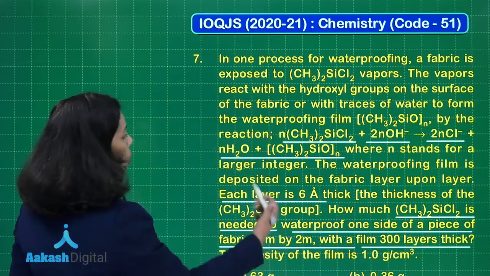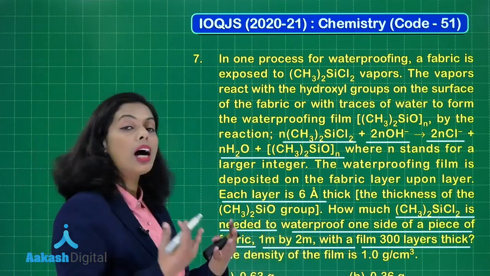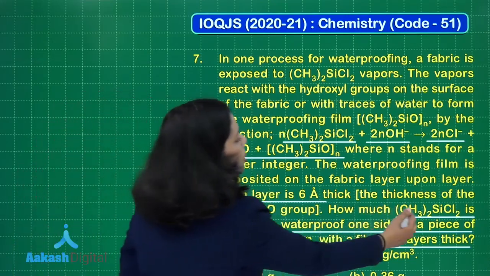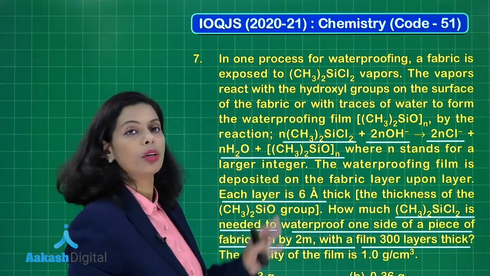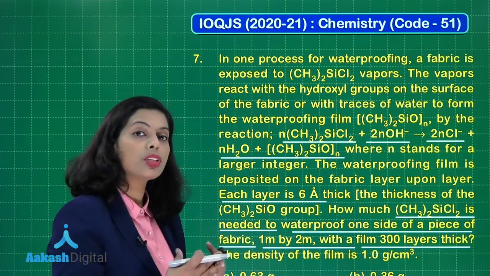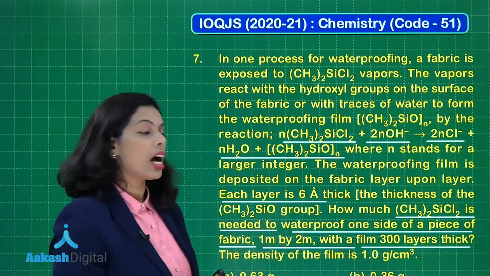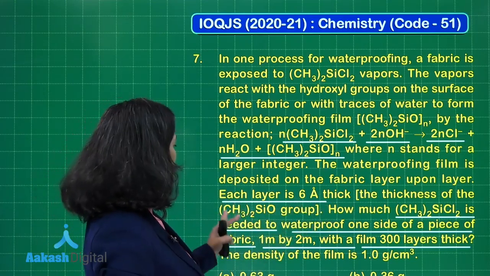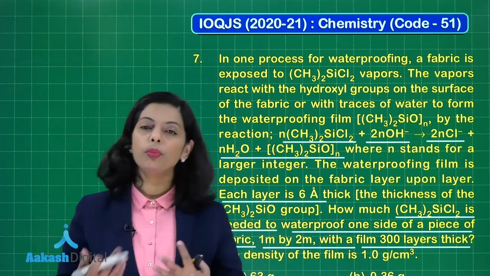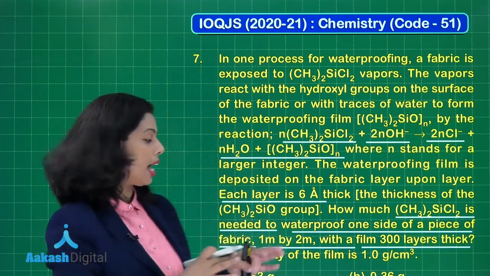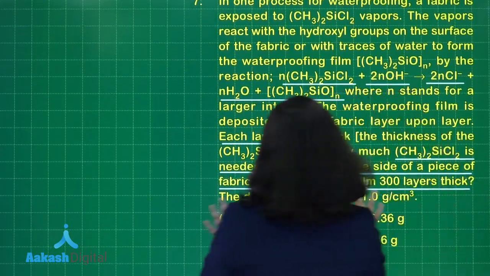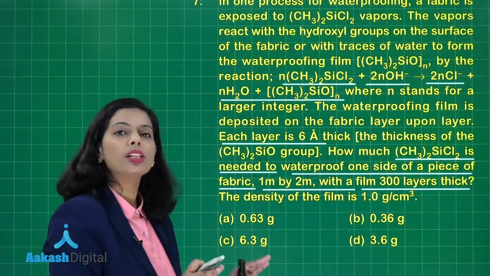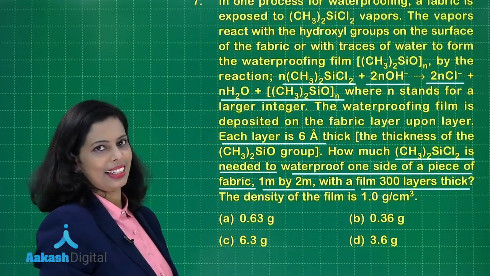The question is, you need to just find out the amount of dimethyl silicon chloride which is needed for this particular process, right? And the layers which are coated over the surface are made up of this dimethyl silicon oxide. So what would be the steps to do that? And one more thing, we have the correct options given in the question. So these are the options. First, we'll solve it and then we'll find out the correct answer.